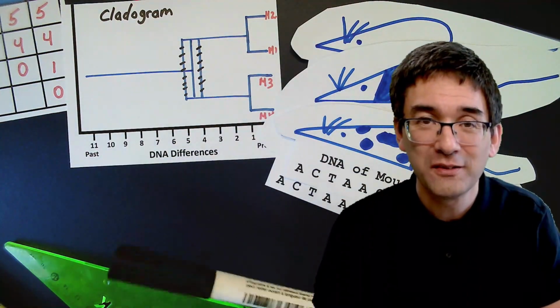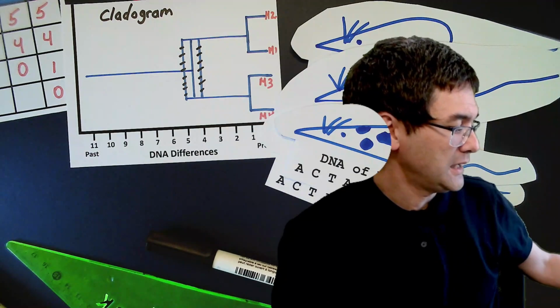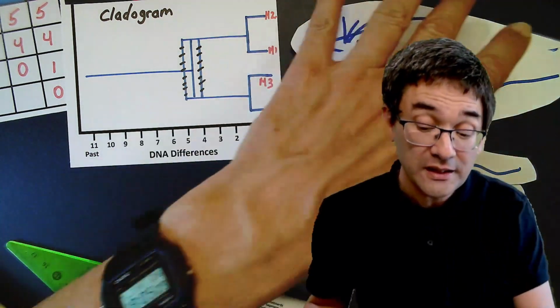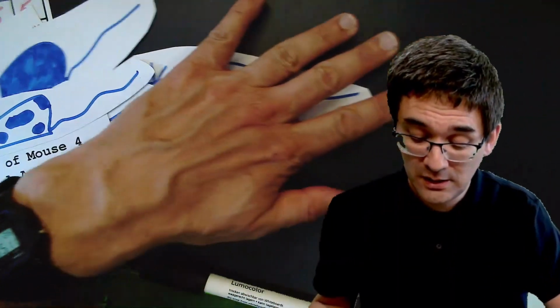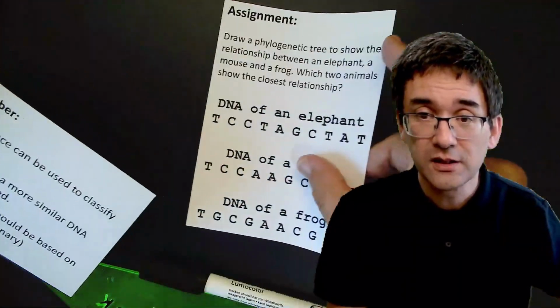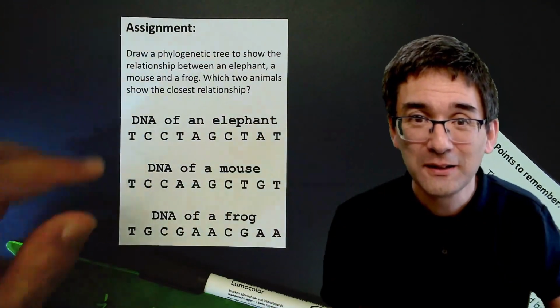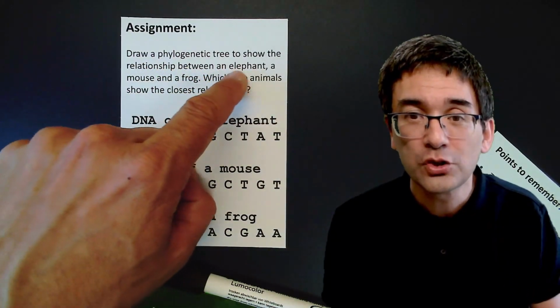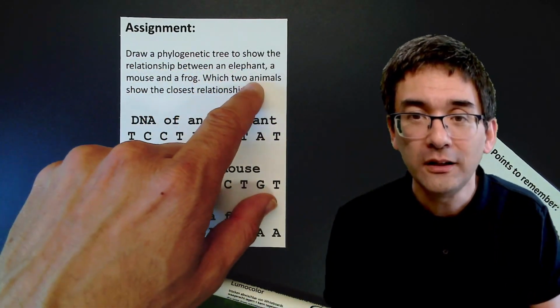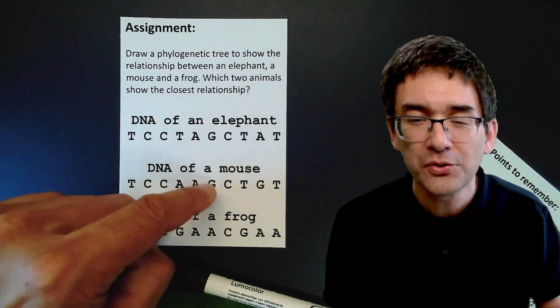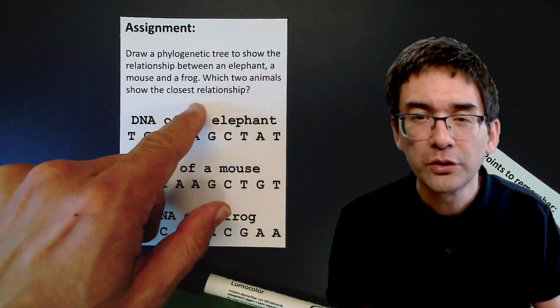And of course, I do also have an assignment for you. And then we're going to summarize everything, okay? The assignment is as follows. It's a little bit simpler because now there are only 3 different animals. Draw a phylogenetic tree to show the relationship between an elephant, a mouse, and a frog. Which 2 animals show the closest relationship?